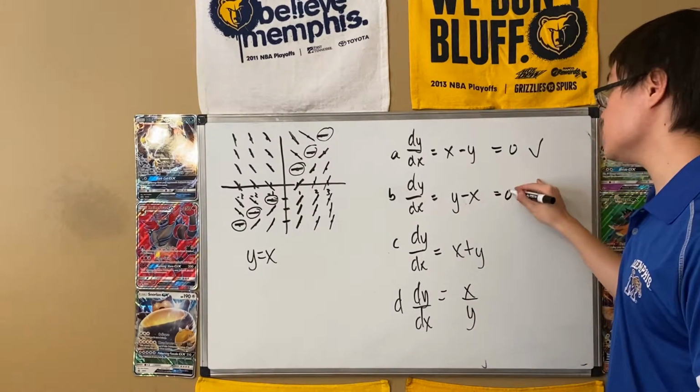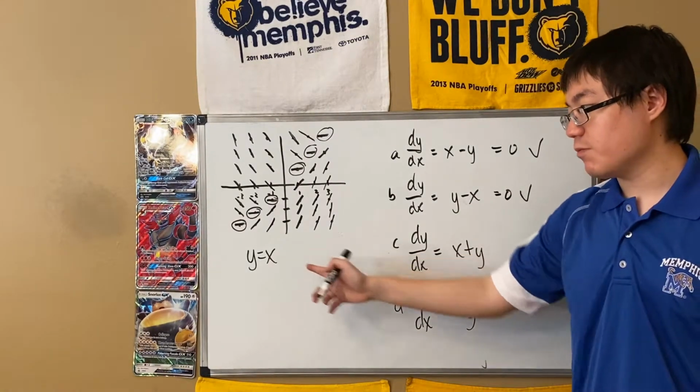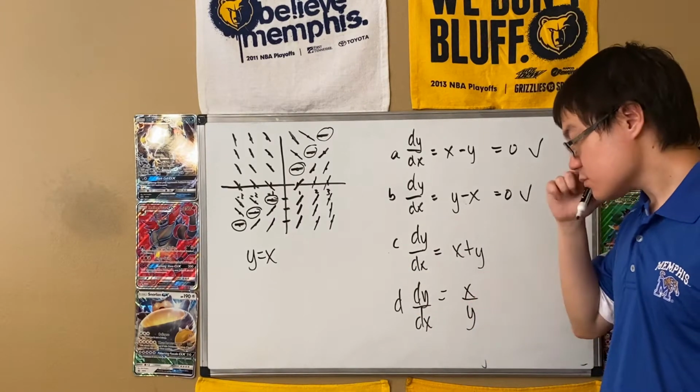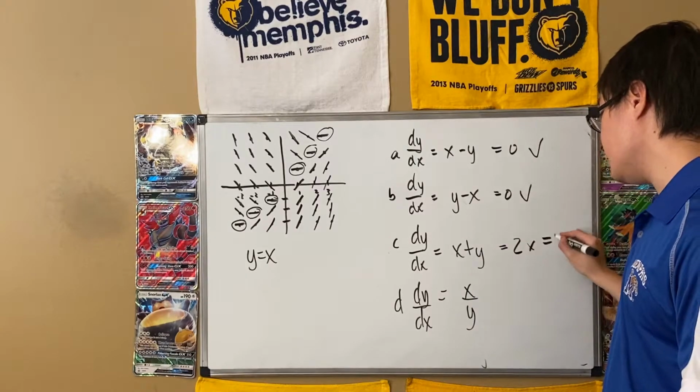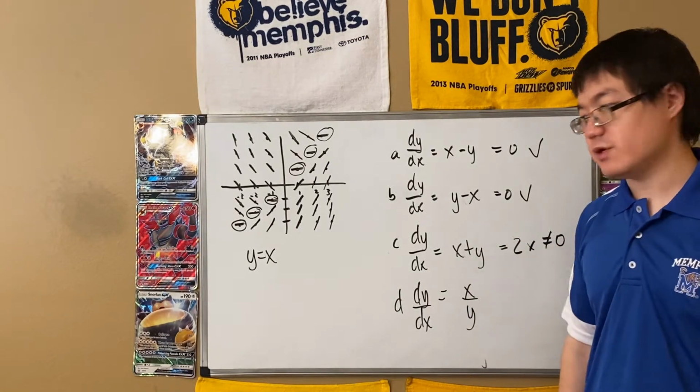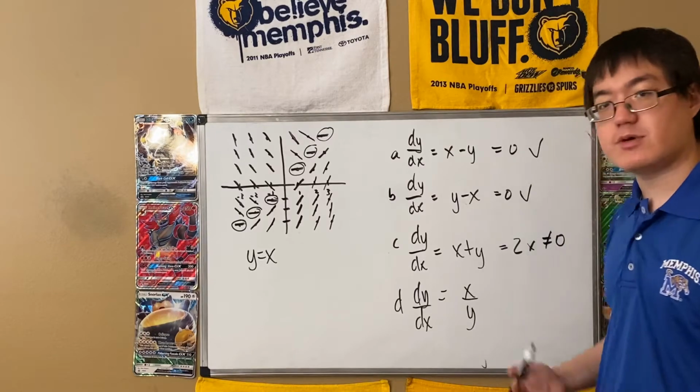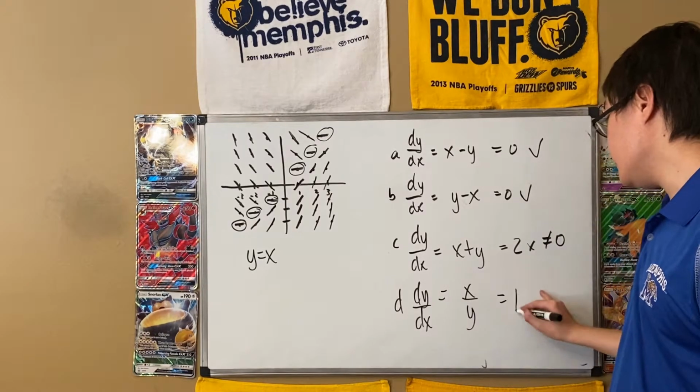That's still going to be 0, so that's potentially an answer choice. When you plug in y for x in this case, it looks like you're going to get x plus x. So you're going to get 2x. That is certainly not 0, so that cannot be the answer choice. Finally, when you plug it into this last one, x over x, that's going to be 1. That is also not 0.